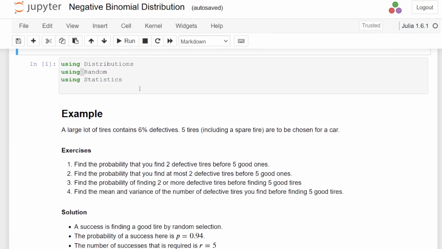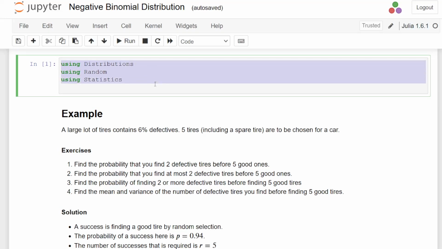So we're going to set up our packages using Distributions, and also I'm going to have using Random and using Statistics just installed. For all of these probability distribution presentations, I just have all three of those packages installed by default. So here's our worked example.